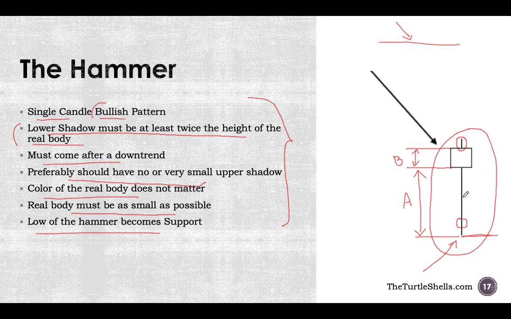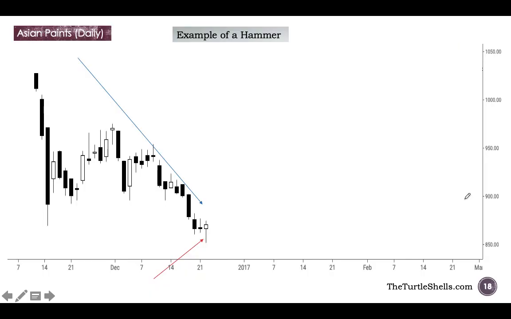Okay, so to quickly summarize, what is the hammer? It comes after a downtrend. It has a small real body near the upper end of the trading range. The lower shadow must be at least twice the height of the real body. The real body should be as small as possible, and the upper shadow must be as small as possible. The lower shadow must be as long as possible. That's the only criteria. It's very basic. Just by looking at this, you will know that it's a hammer. Okay, let's quickly have a look at an example, and this will tell you how powerful these candlestick patterns are.